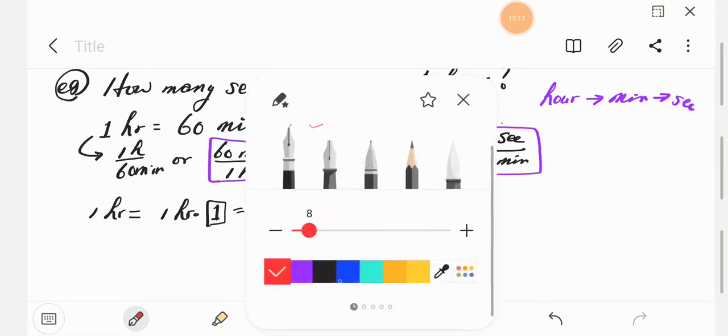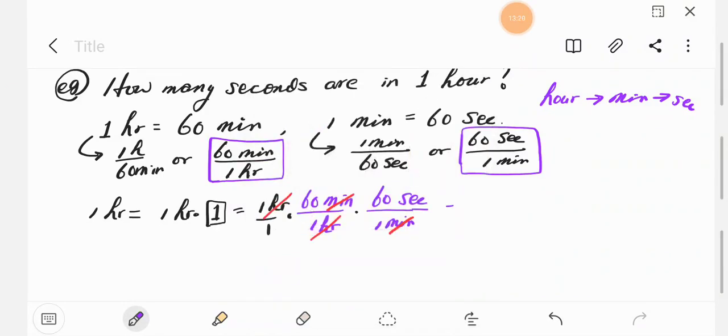So the leftover is 60 times 60 seconds. All other units are gone, and the only thing left is 60 times 60 seconds, right? So that is 36, and put 2 more zeros, seconds. So 1 hour is equal to what? 3,600 seconds.